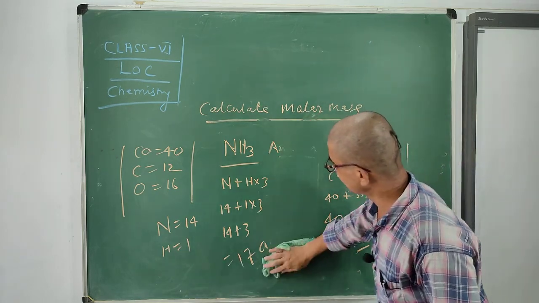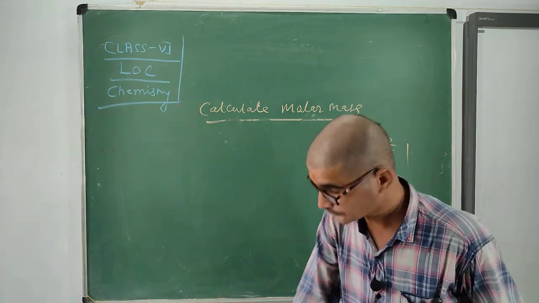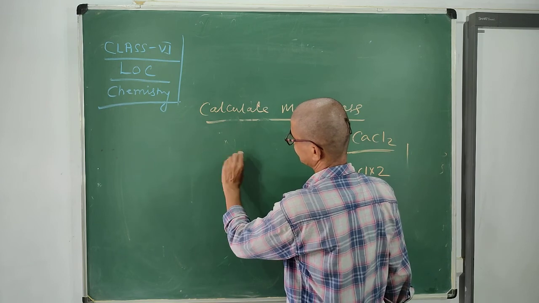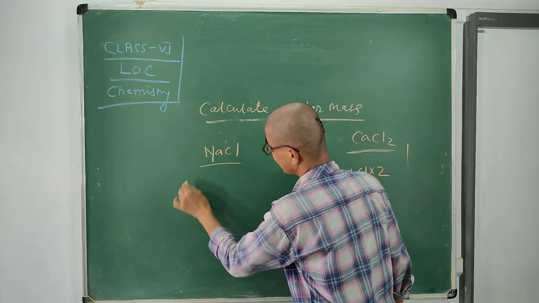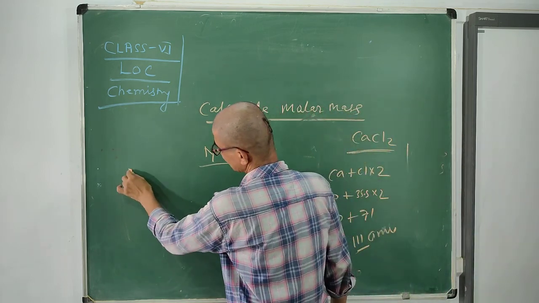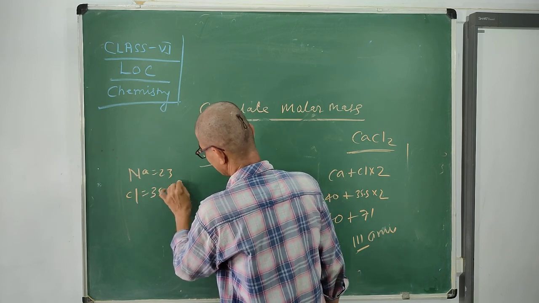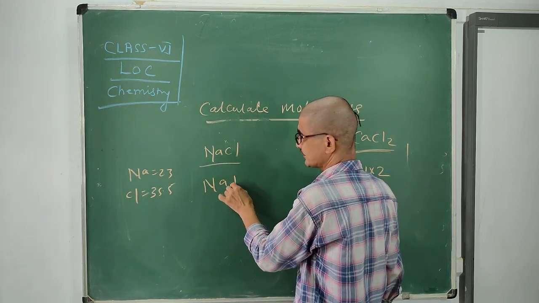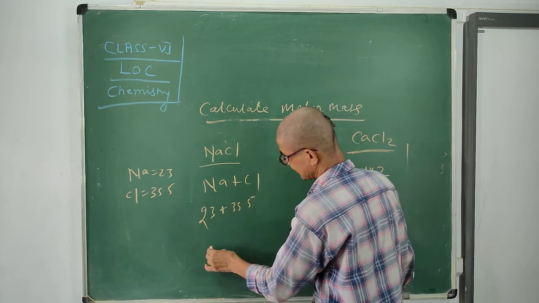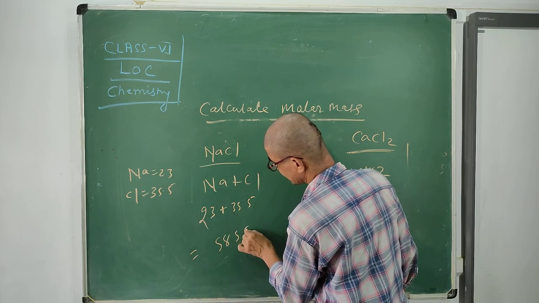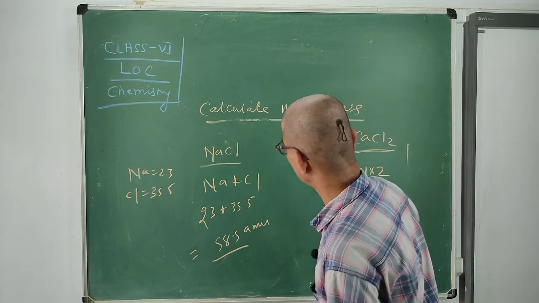Now one more example I am just going to take. Sodium chloride. It is a table salt. Mass number of sodium is given 23, chlorine is 35.5. So simple, Na plus Cl, 23 plus 35.5, it means 58.5 AMU. This is the molar mass of sodium chloride.